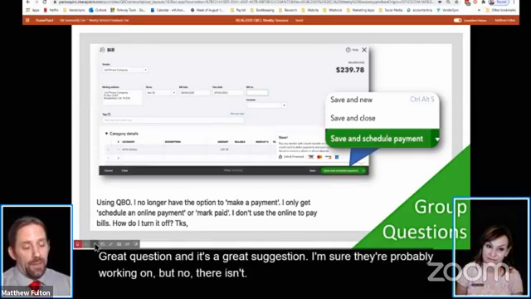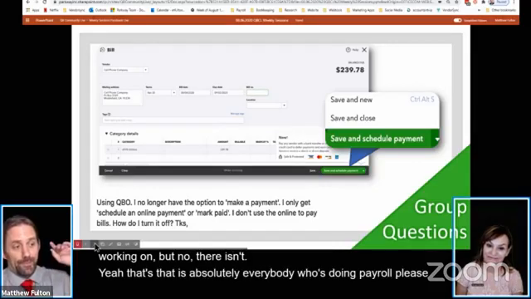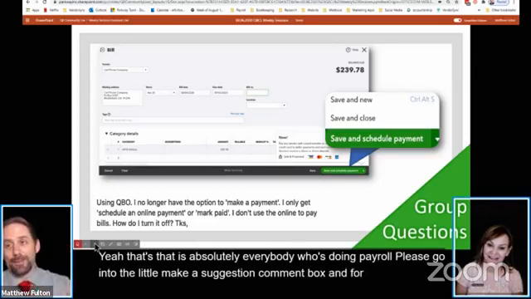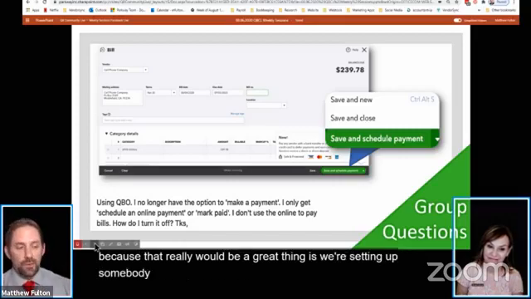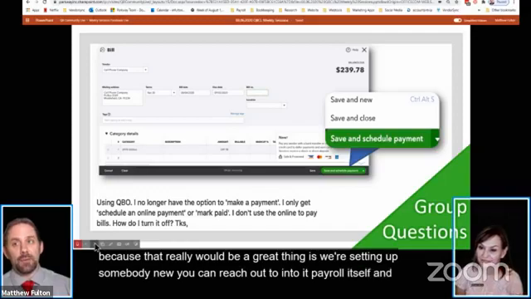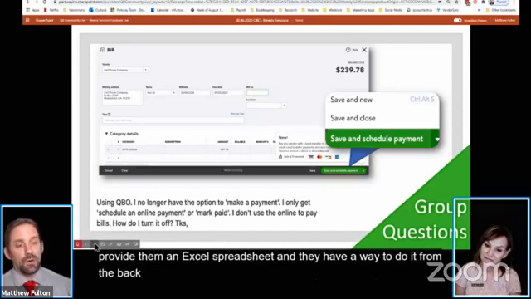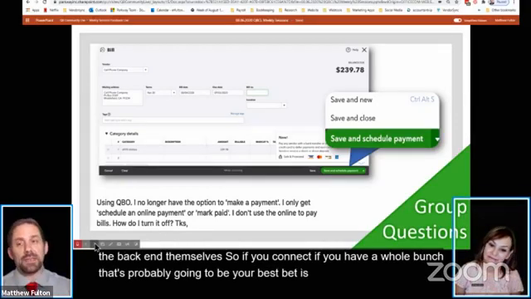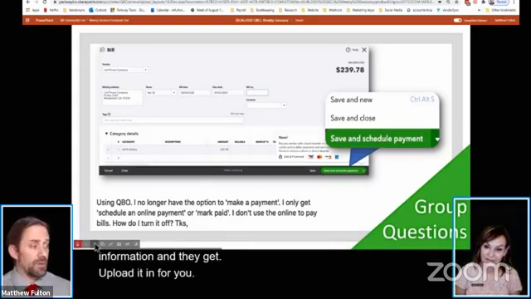Absolutely, everybody who's doing payroll, please go into the little make a suggestion comment box and tag it in there, because that really would be a great thing. As you're setting up somebody new, you can reach out to Intuit payroll itself and provide them an Excel spreadsheet, and they have a way to do it from the back end themselves. So if you have a whole bunch, that's probably your best bet: give them that information and they can upload it for you. Very good question.